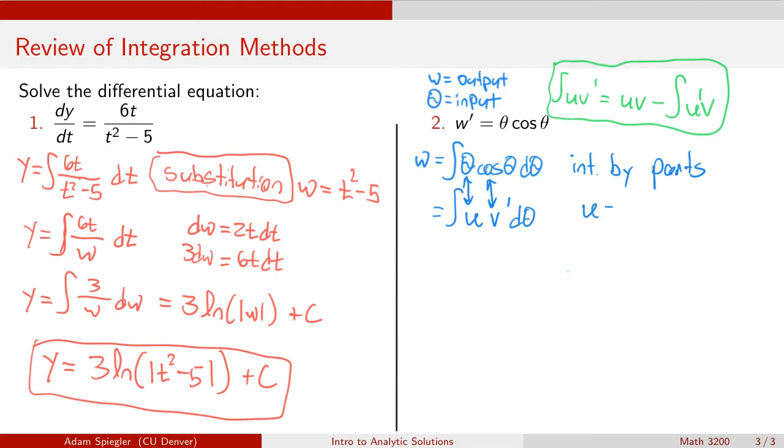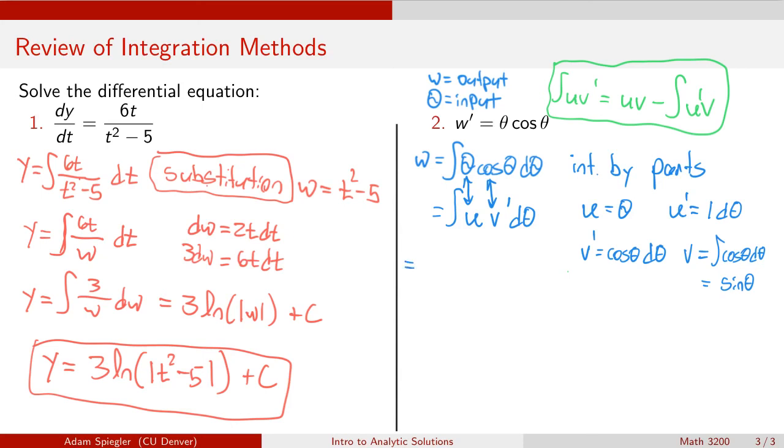Different people might have different ways of organizing their work, but I'm going to organize it like this. I'm going to define u as theta and v prime as cosine of theta d theta. So to find u prime, we take the derivative of u and get d theta. And to find v, we integrate cosine theta d theta. When we integrate that, the integral of cosine is sine of theta. And we typically do put a plus c when we evaluate these integrals. Because we're dealing with a differential equation here, I'm going to hold off on considering the arbitrary constant until a later stage in the process.